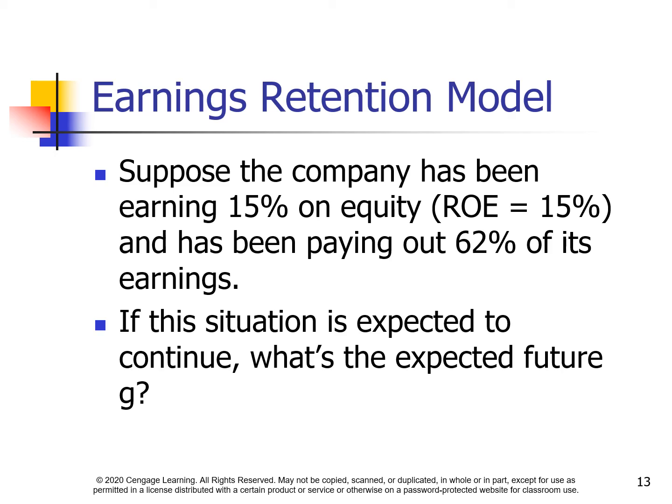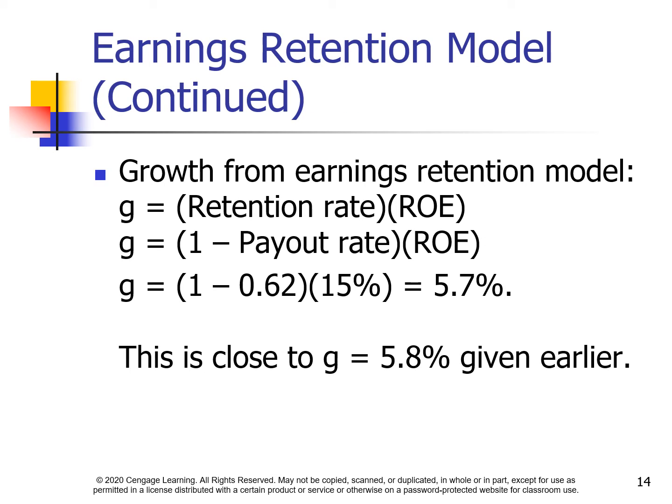Earnings retention model. Suppose that a company has been earning 15% on equity, or return on equity equal to 15%, and has been paying out 62% of its earnings. If this situation is expected to continue, what is the expected future dividend growth rate? Growth from the earnings retention model can be calculated with the following formula. This is close to the dividend growth rate of 5.8% given earlier.